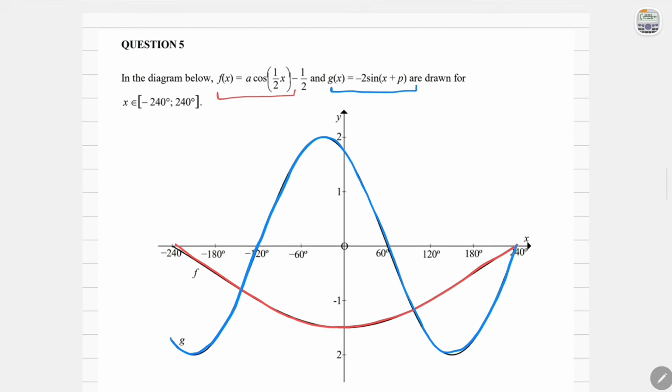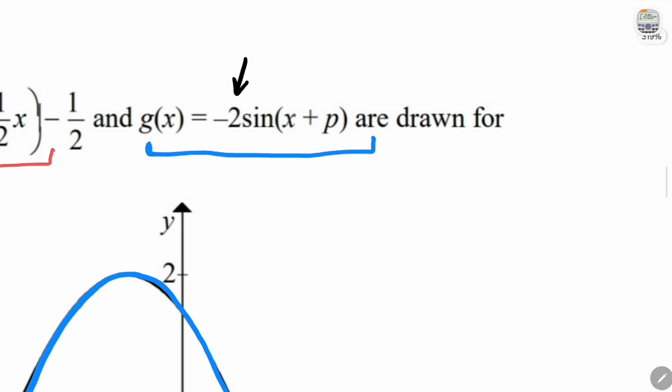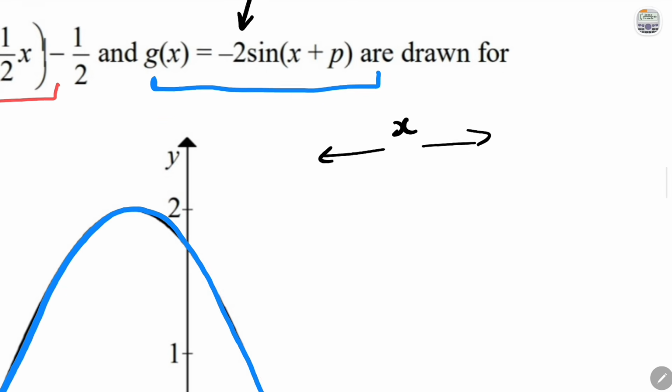So to find the amplitude of g, that is the sine graph, you can see that there is a negative 2 in front of sine and then all of that. Okay, so this graph has not been shifted up or down. This is x plus p. You're adding to the x. If you're adding to x, this is not an up or down movement. This is a left or right movement because you're only affecting the x value.